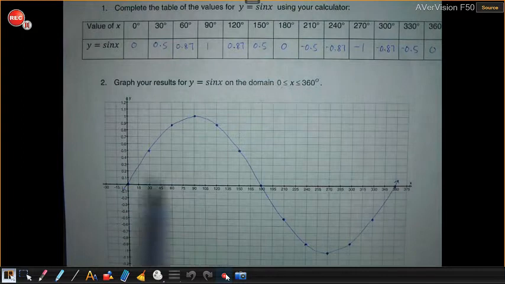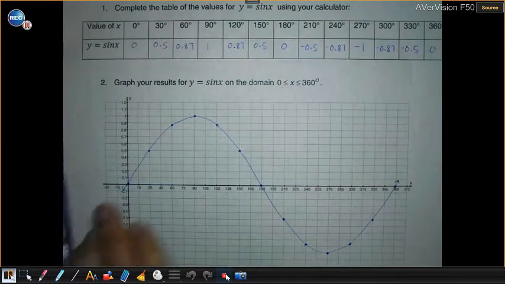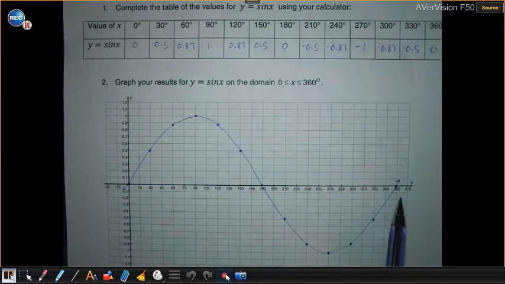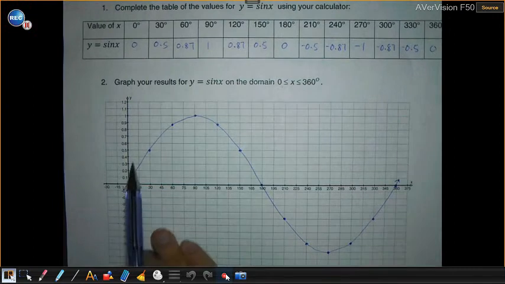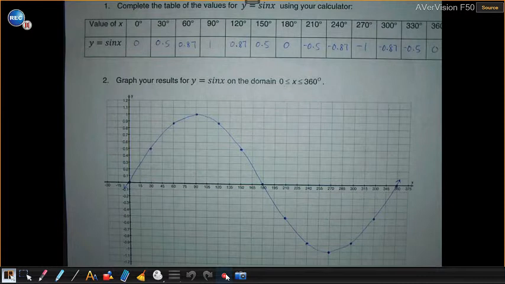Okay, so with this sine curve, it's going to go on forever and ever on both sides. It's just that with this question, we're only graphing it from 0 to 360 degrees as a domain. But this just shows one full cycle of the periodic function.